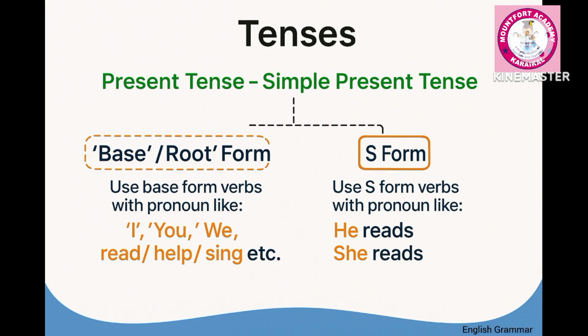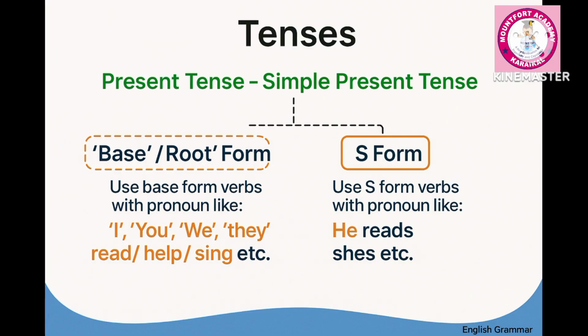Base form verbs are used with pronouns like I, we, they, you. For example, I read, I help, I work, I sing. S-form verbs are used with pronouns like he, she, etc. For example, he reads, she reads.